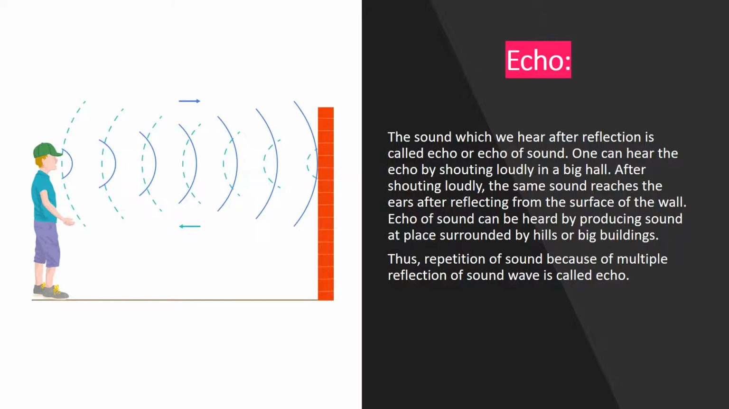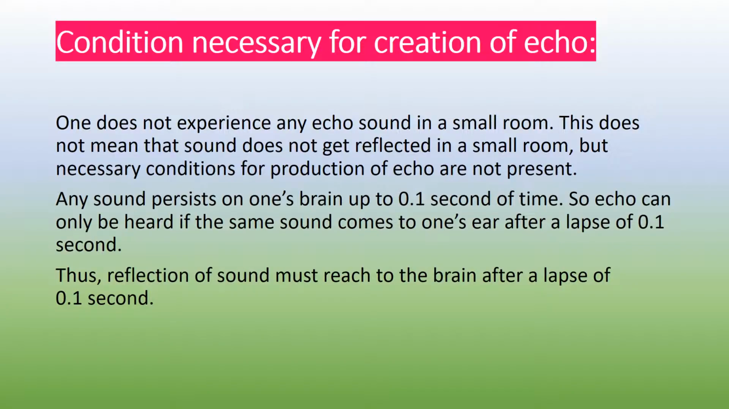Echo. The sound which we hear after reflection is called echo or echo of sound. One can hear the echo by shouting loudly in a big hall. After shouting loudly, the same sound reaches the ears after reflecting from the surface of the wall. Echo of sound can be heard by producing sound at a place surrounded by hills or big buildings. Thus, repetition of sound because of multiple reflection of sound wave is called echo.